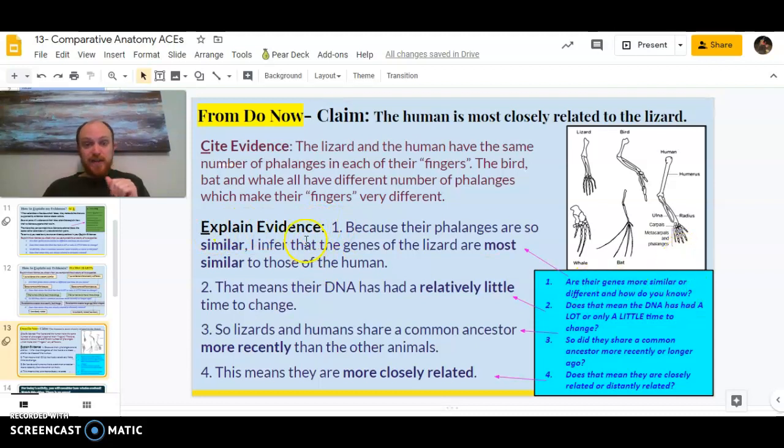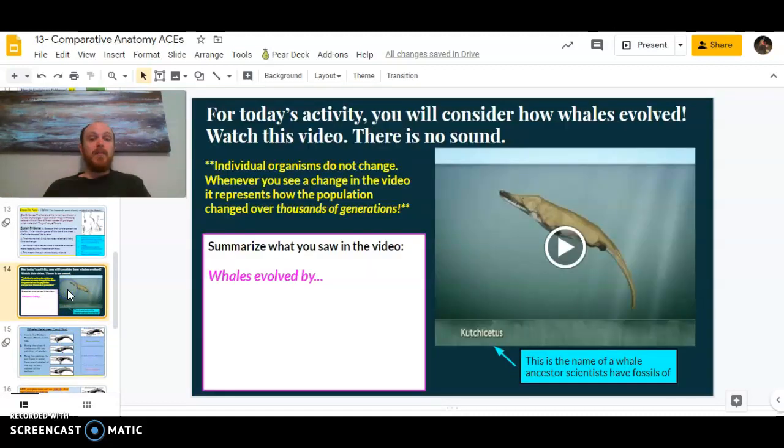So number 1, are their genes different? Because their phalanges are so similar, I infer that the genes of the lizard are more similar to the genes of the human. That means their DNA has had relatively little time to change, which means that they share a common ancestor more recently than with the other animals, and that means they're more closely related. So I just linked those 4 questions, which helped me keep my thoughts in order, but I made sure to explain all of them. That would be an exceeding standard. Okay, so that was my example, and then you're going to have a chance to do this.